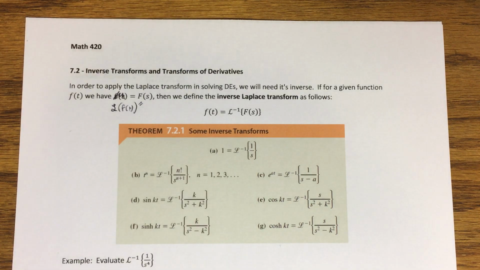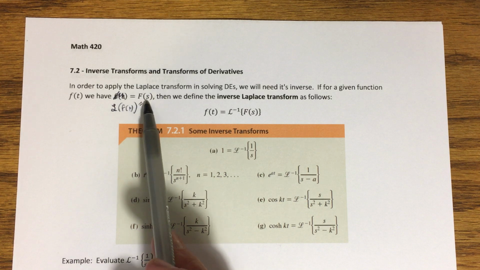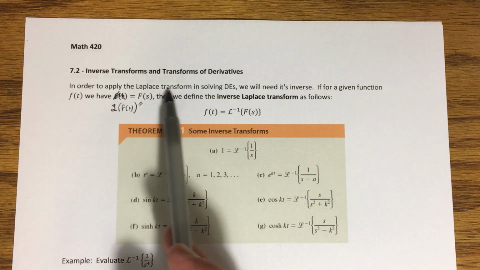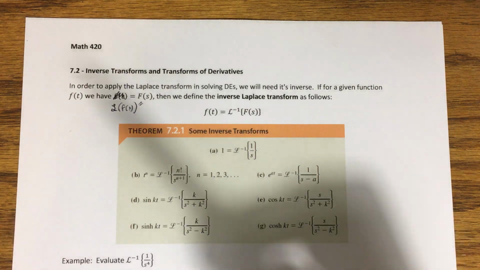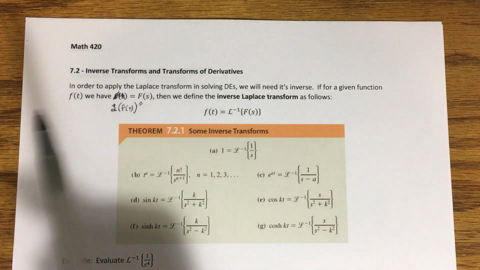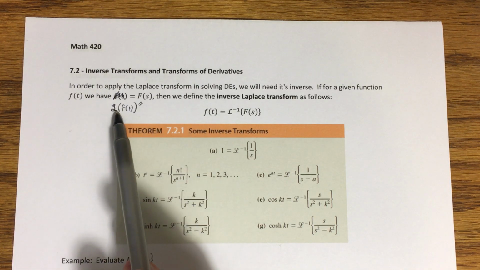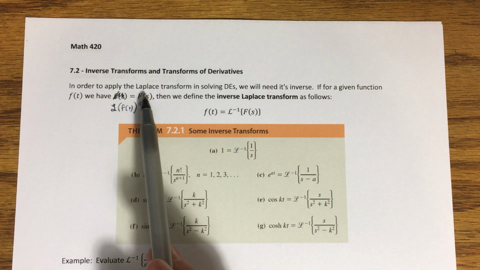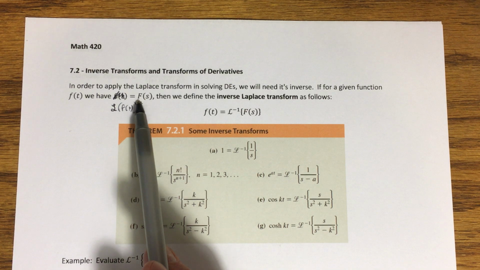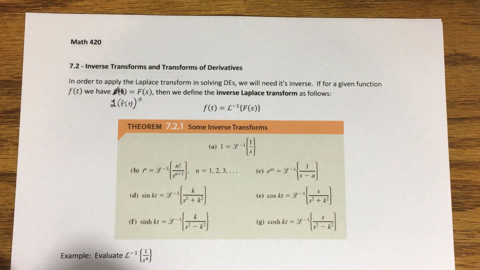But our solution to that DE cannot be a function of s. So we need some way of getting from that function of s back to a function of t again. And that's what the inverse transform is going to do. So the way that we define this is the same way you would define any inverse function. If you have a function f of t and its Laplace transform is capital F of s, then the inverse Laplace transform of that capital F of s should take you back to that lowercase f of t.